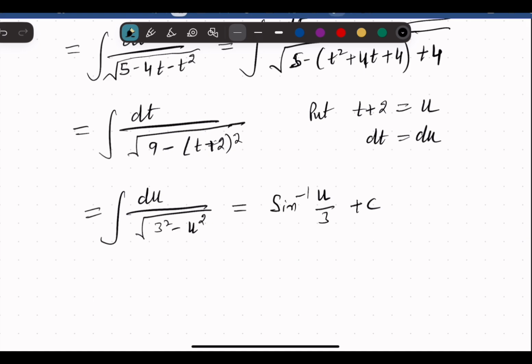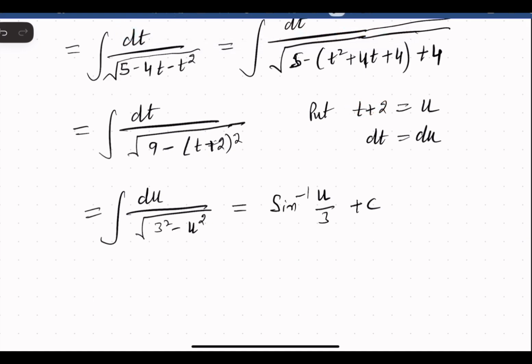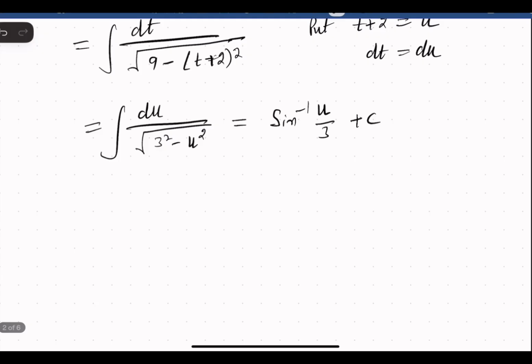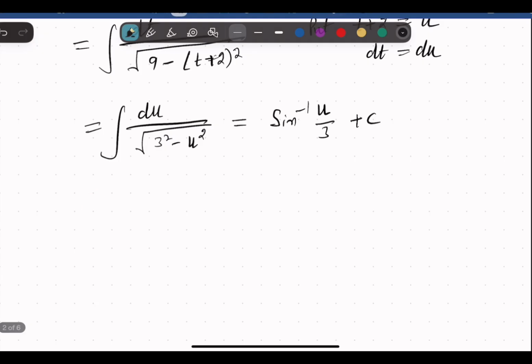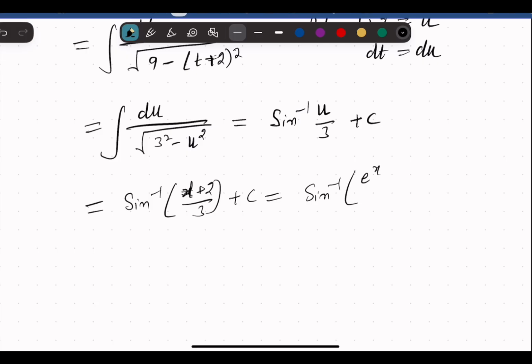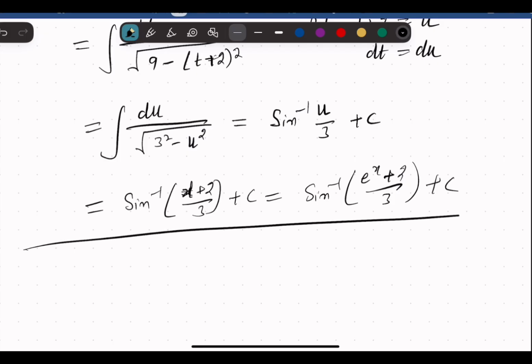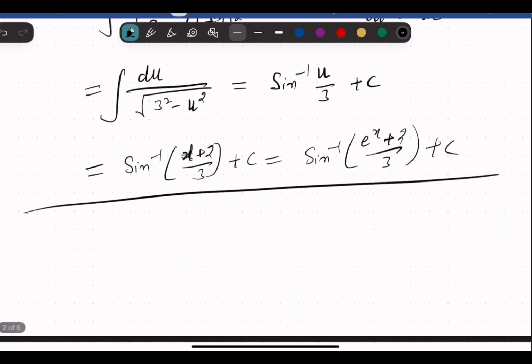Now replace u with its first value, and then e power x. This will be equal to sine inverse of t plus 2 over 3 plus c, which equals sine inverse of e power x plus 2 over 3 plus c at the end. This was your third question, and for the fourth question I will just give a hint.